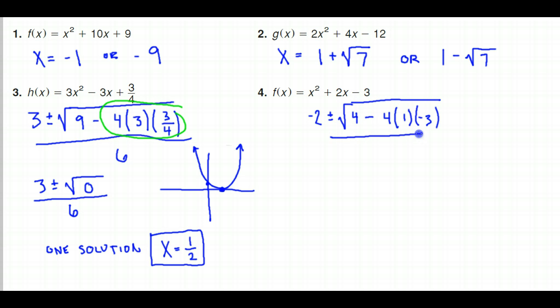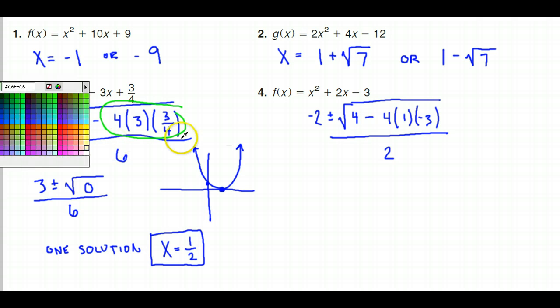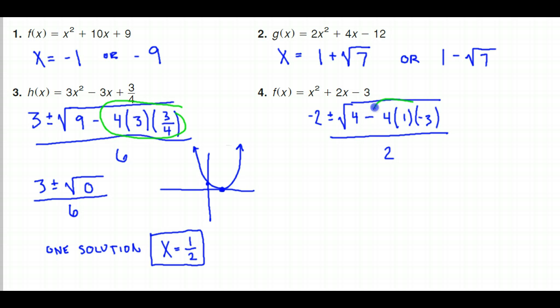All over 2. Okay, so let's clean up the radical part. So inside my radical, what do I have? If I am multiplying 4, 1, and negative 3 together, I get negative 12. So that's my green part. So inside my radical, I really have 4 minus a negative 12.